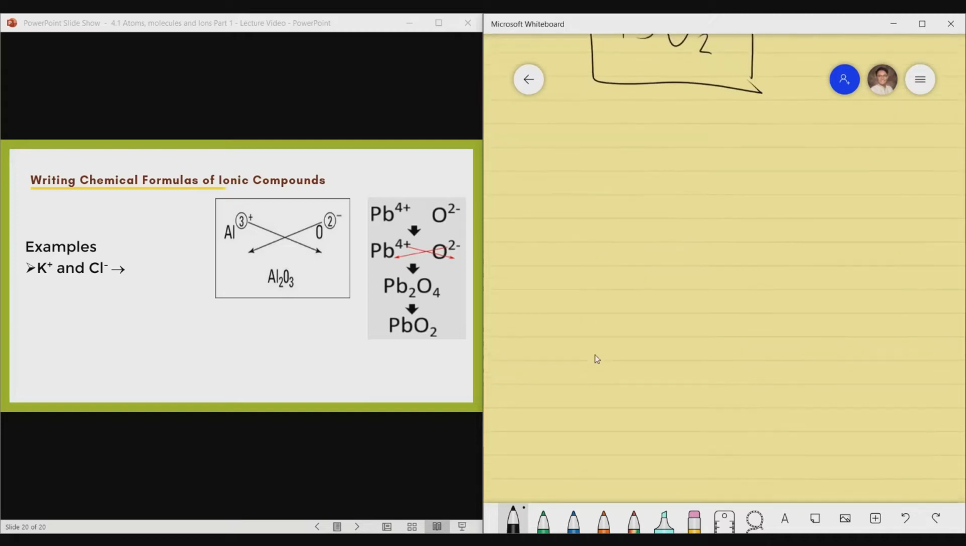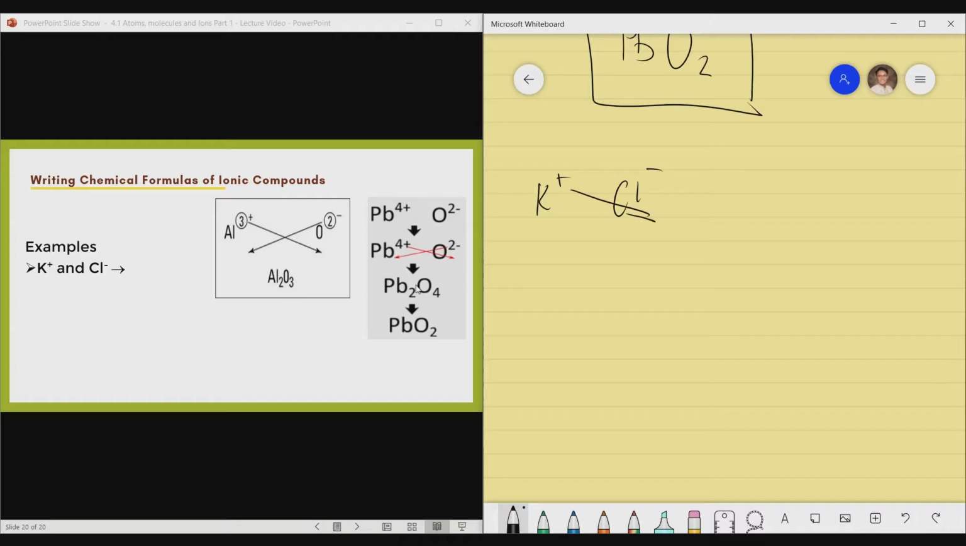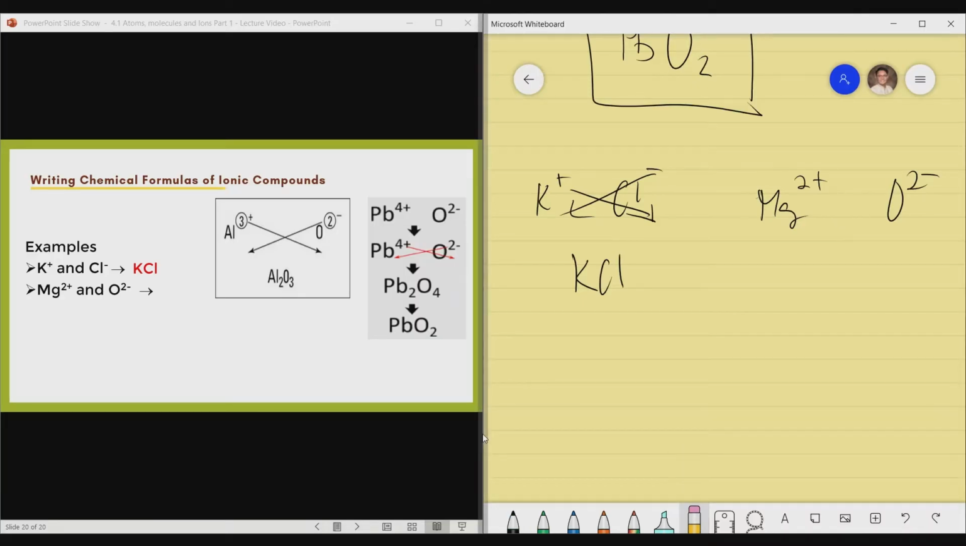More examples, you have here K plus and Cl negative. K plus, Cl negative, crisscross, KCl. And then another one is Mg2 plus O2 negative. And then crisscross, sorry about my writing, Mg2O2, not yet the final answer, gagawin ko pa siyang MgO. Kasi nga, itong 2 tsaka 2, pwede pang ma-whole number ratio sila, MgO.